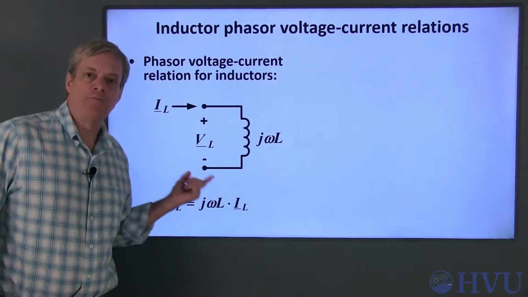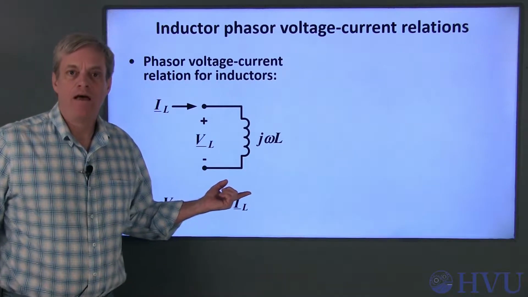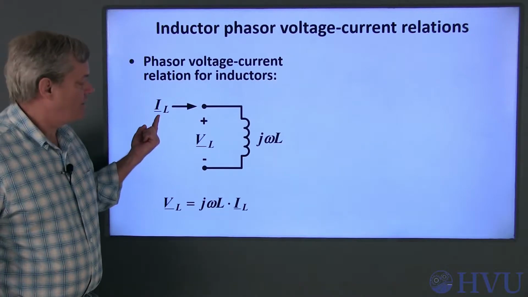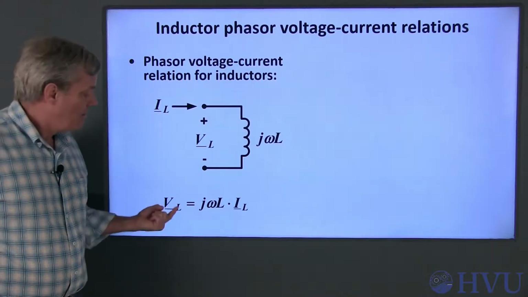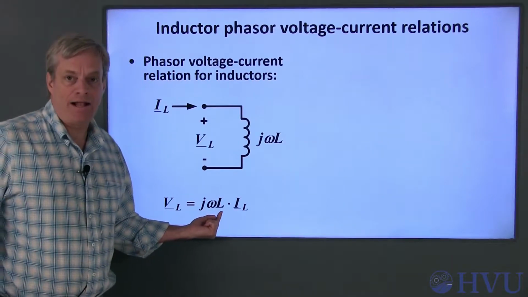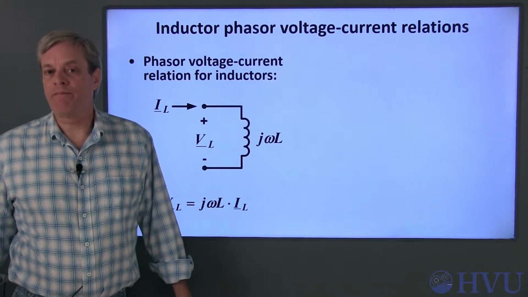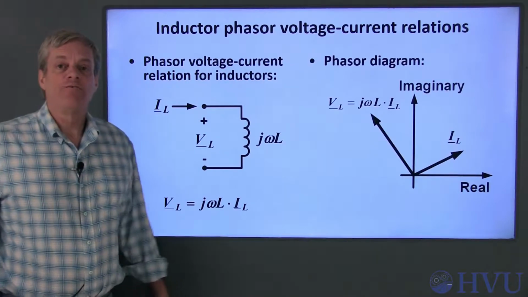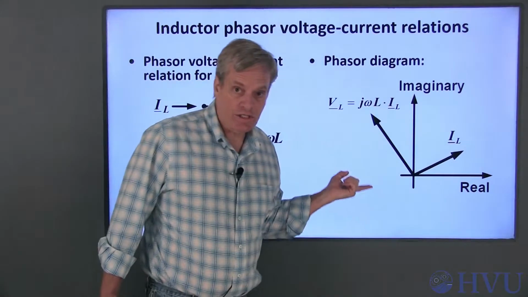This is a frequency domain representation of an inductor. The voltage across the inductor is V_L, and the current is a phasor I_L. The voltage phasor is equal to the current phasor times j omega L. Notice that we're still obeying the passive sign convention when we define our voltage and current phasors. The phasor diagram for an inductor looks like this.